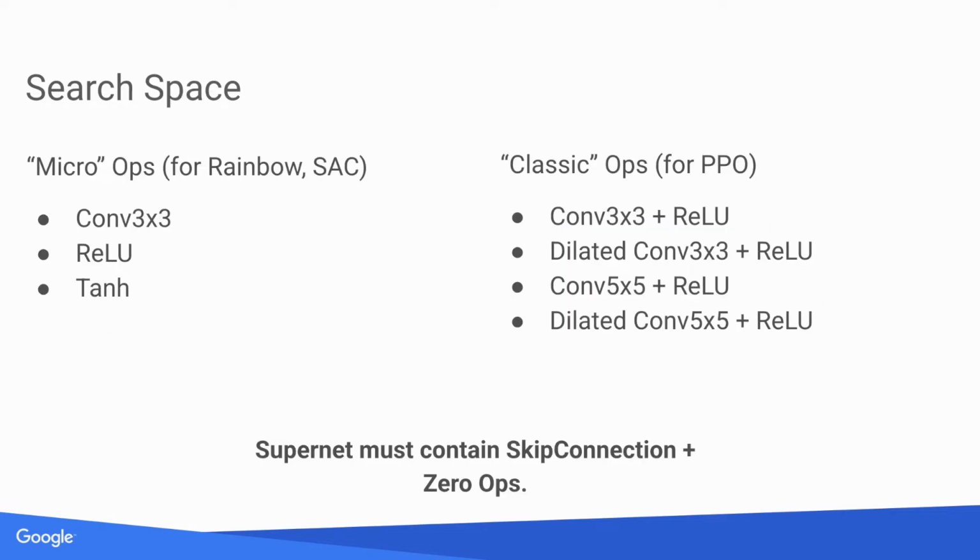For the search space construction, we construct a so-called micro search space, which will be used for the Rainbow and SAC algorithms. The micro search space contains the conv3x3, ReLU, and tanh operations. We also use a more classic search space for the PPO algorithm. The operations here are from the original DARTS paper and contain convolutions and dilated convolutions of different kernel sizes, along with a ReLU nonlinearity. Both search spaces are then appended automatically with the skip connection and zero operations, which are required for any DARTS supernet.